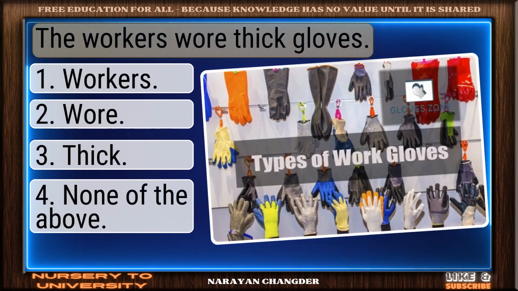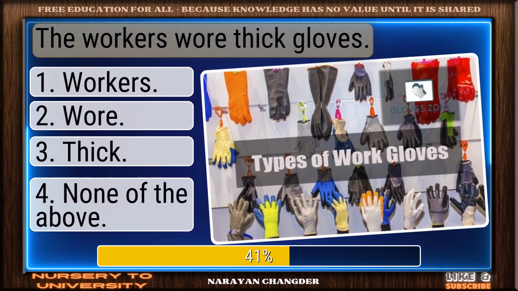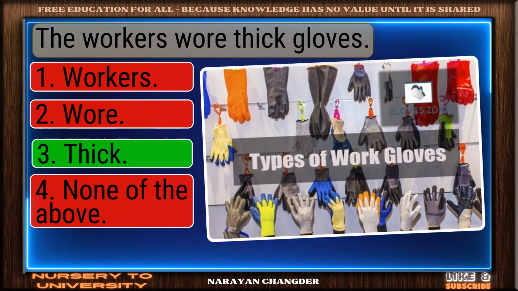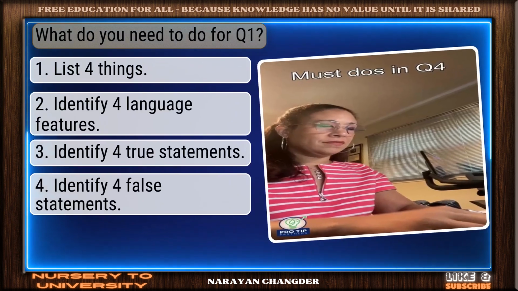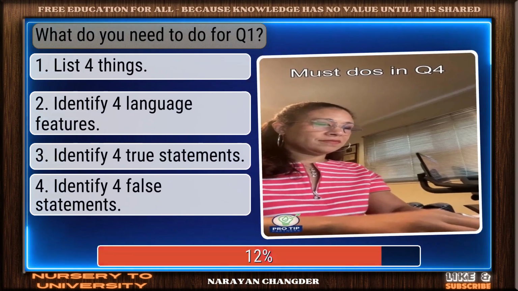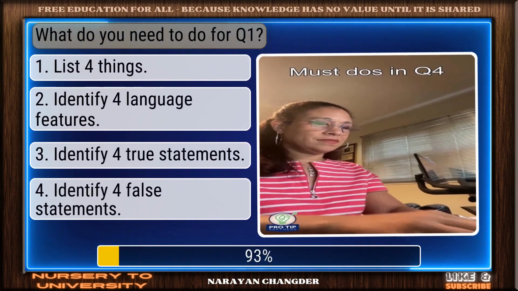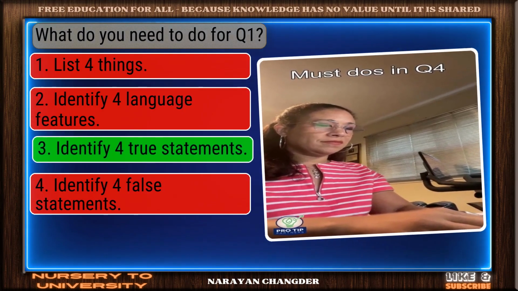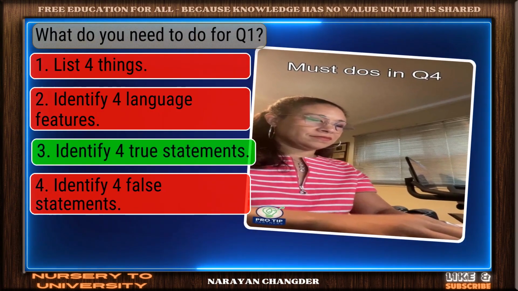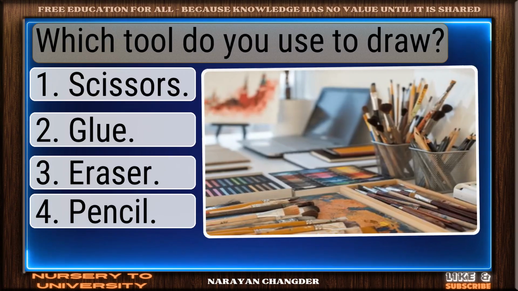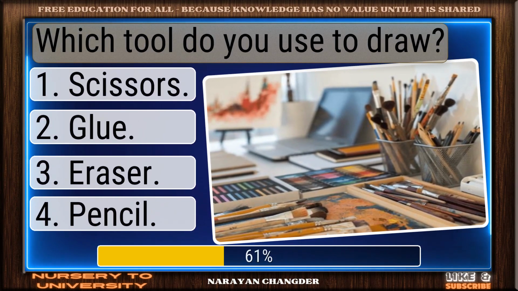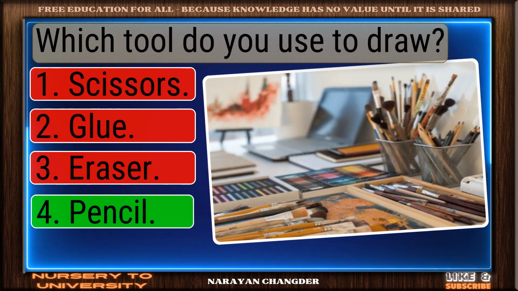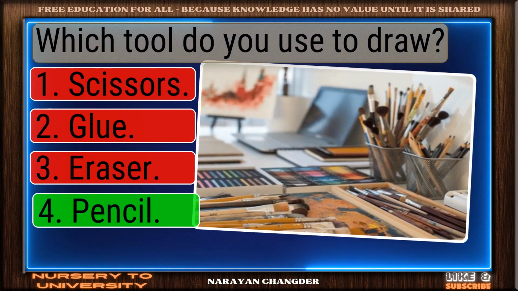The workers wore thick gloves. Right again. Thick is a valid answer. What do you need to do for Q1? Excellent. Identify 4 true statements is a brilliant choice. Which tool do you use to draw? Sharp thinking. Pencil is the right choice.